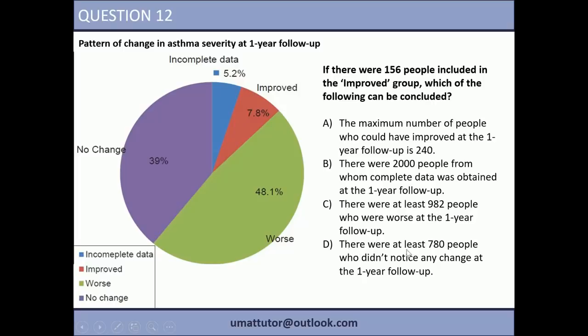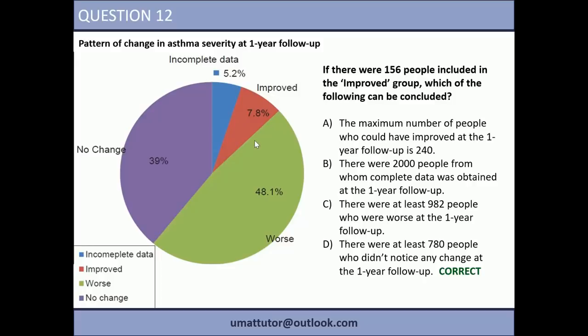And option D, there are at least 780 people who didn't notice any change at the 1 year follow-up. So that looks pretty good to me because "didn't notice any change" is the same as no change. And I've got 39% here, and that equates to exactly 780 people. And again, the wording is very good because it has "at least", which accounts for the fact that there may be additional people in the incomplete data set to add to the 39% or the 780 people that we know for certain didn't have any change. And for that reason, the correct answer would be D.